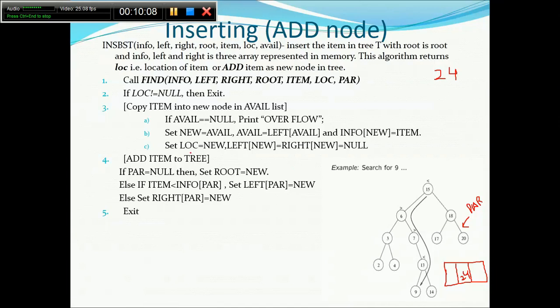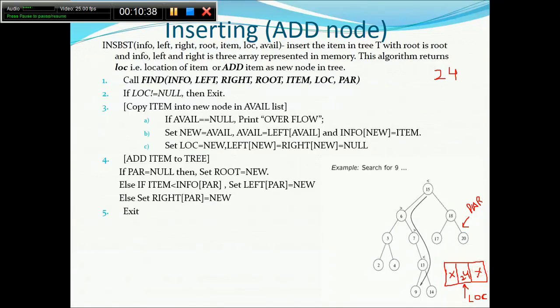Now it says that whatever the address of the new node, the LOC should point to that. Copy the address of the new node to the LOC. At this moment the LOC is pointing to null, but now the LOC will point to this node. After this, the left and right of the new node should be null, this should be null, this should be null.